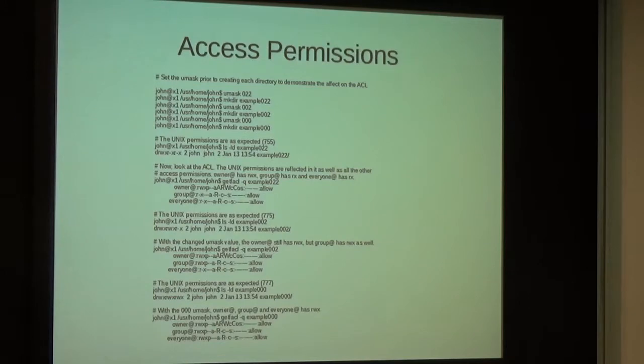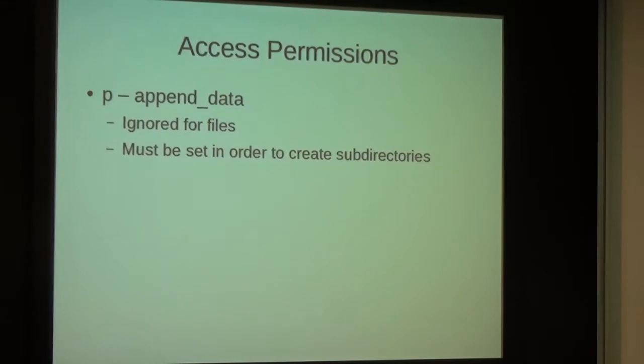When you chmod a file, you set a umask, you create a new file, it works the same way as it would if you weren't using ACLs. So if you understand Unix permissions, you understand umask, this all works exactly how you expect. And then when you start adding these extra access permissions, that's when things start to get different.